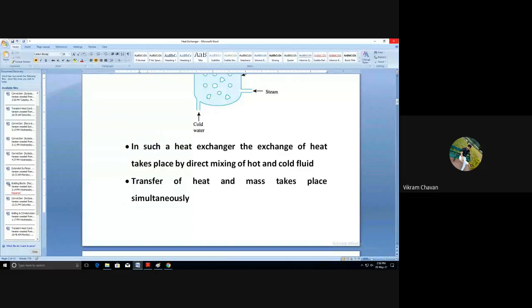Next point, transfer of heat and mass takes place simultaneously. Full stop.